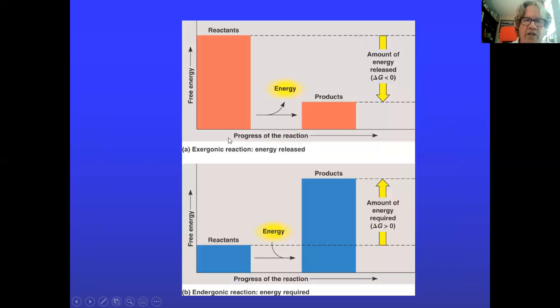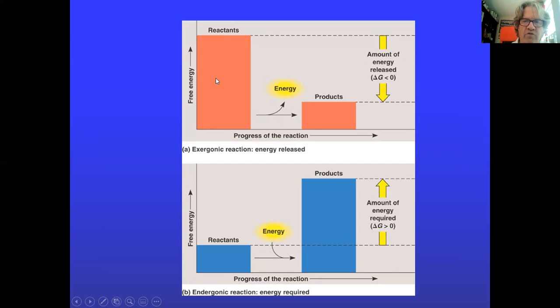Okay, so when we're talking about enzymes and metabolic reactions, we need to talk about two main types, right? There are reactions that release free energy as a result of the process. So reactants start with a high energy state and end up with a lower energy state. So when they run, that reaction energy is released, and that would be a negative delta G value, the difference between the two.